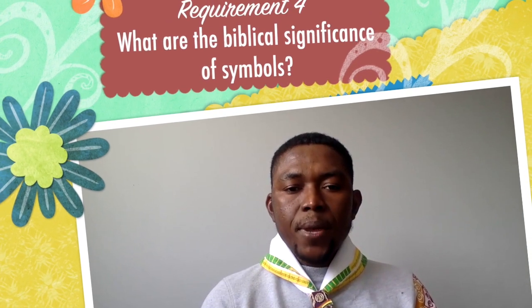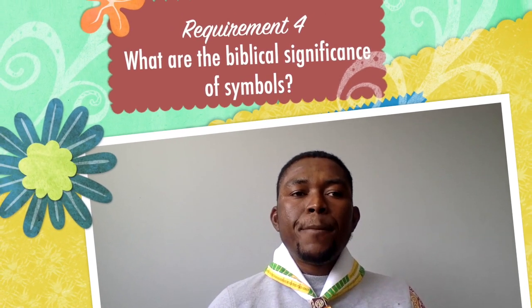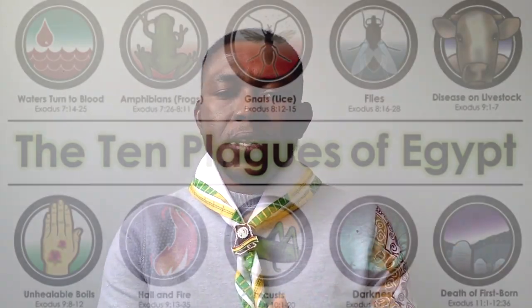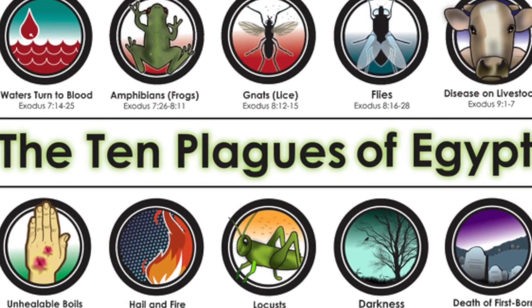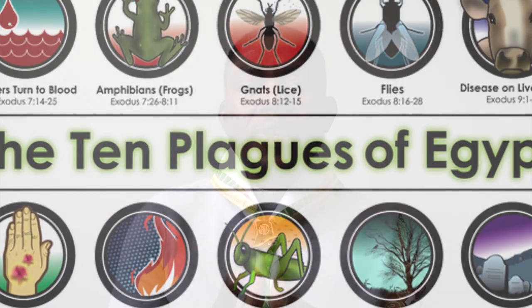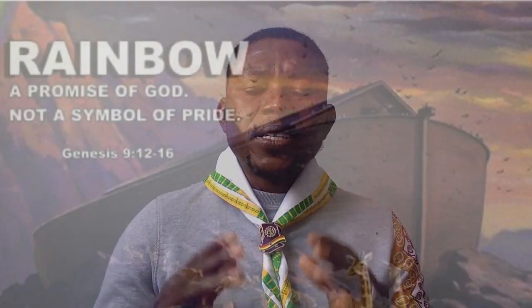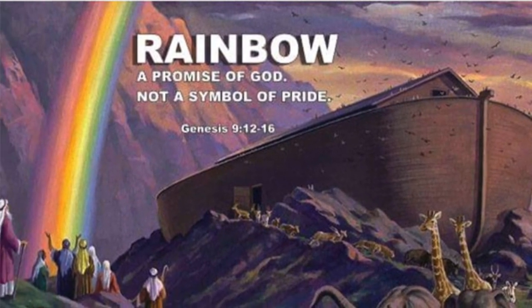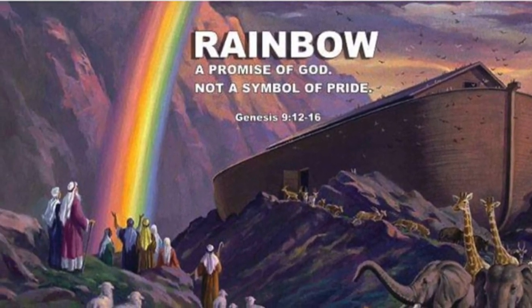Adinkra requirement 4. What is the biblical significance of the symbol? Throughout the Bible, God used symbols and signs to communicate to man. From the leading of the Israelites from Egypt through the use of 10 plagues to force Pharaoh to allow the Israelites to leave. From the time of Noah, when after the flood, God used rainbows as a symbol that he will never destroy the world with rain again.